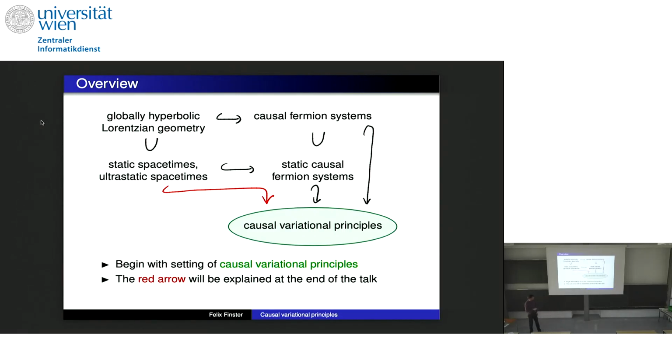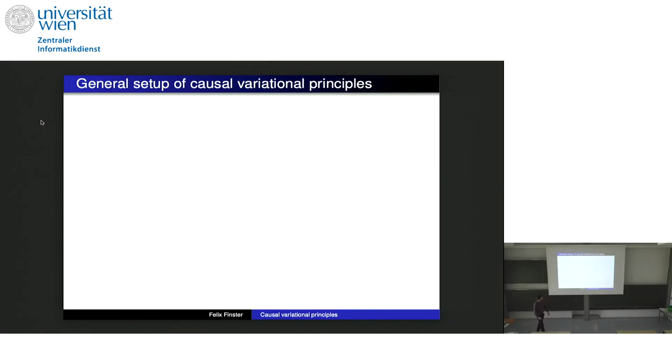So what I will do in the talk is I will begin with causal variational principles. And later, I will explain to you the connection to causal fermion systems. In particular, I want to explain what this red arrow is. So how do you get from static spacetimes to the setting of causal variational principles? But as I said, let's begin here with causal variational principles. What is the general setup here?